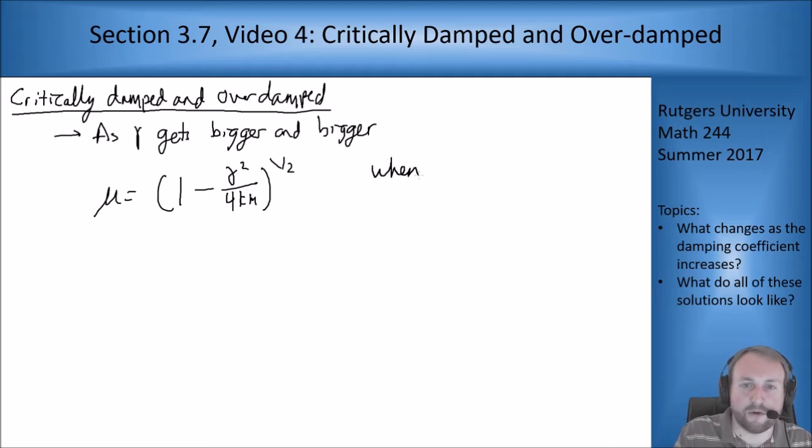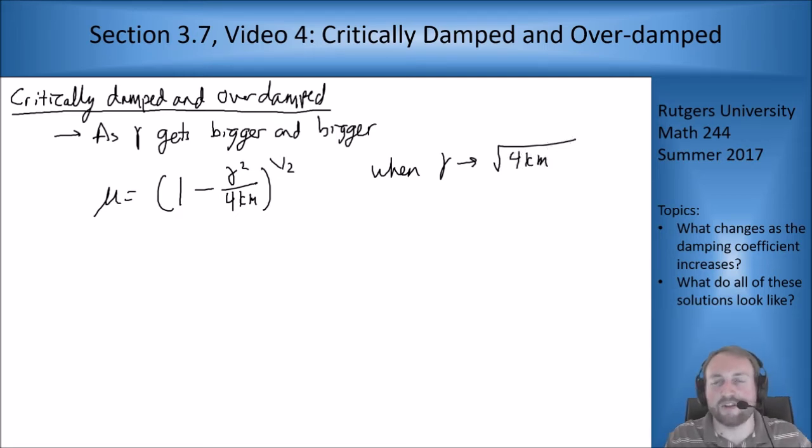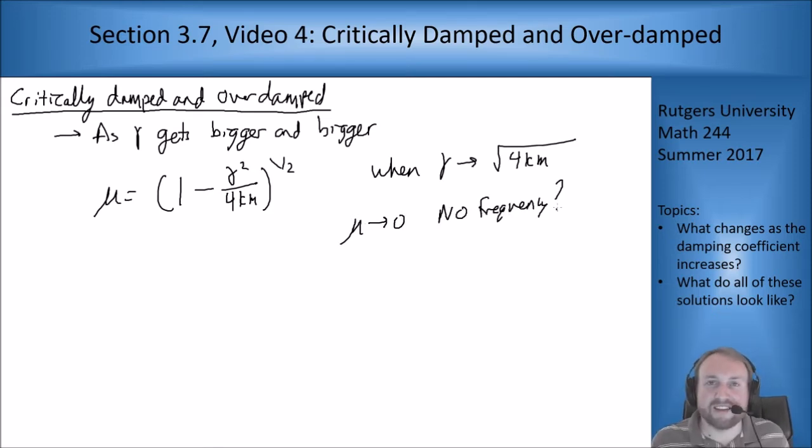Now, when gamma gets to the square root of 4km, then mu goes to 0, which is no frequency. What that means is you stop oscillating. As your frequency gets smaller and smaller, it draws out your oscillation, and it gets really far drawn out. When it goes to 0, you don't oscillate anymore, which means you're going to go straight to the equilibrium solution. You're not going to oscillate back and forth forever.